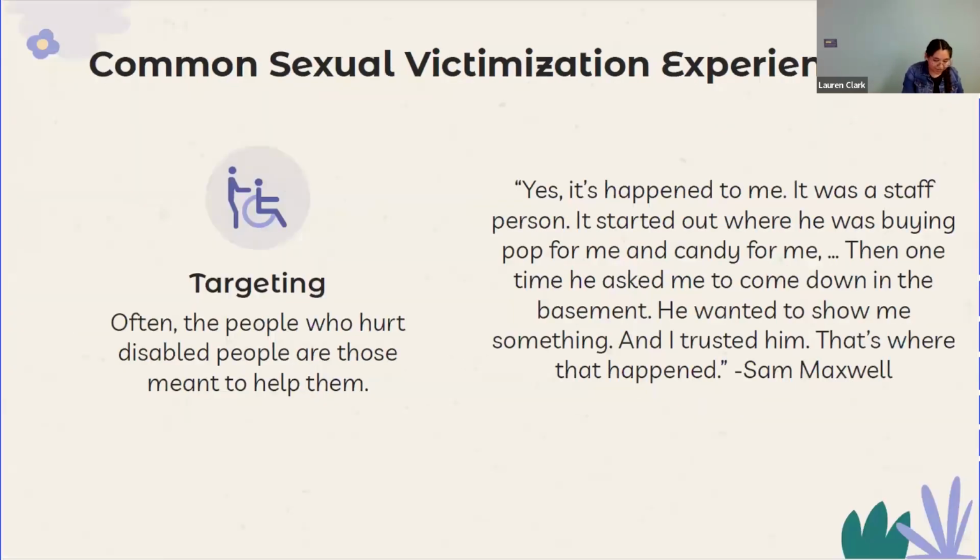Another concerning aspect of sexual violence against people with disabilities is the fact that perpetrators are often individuals who are supposed to be providing care and support. Individuals with disabilities may rely on family, caregivers, doctors, staff members, or other authority figures for assistance with daily tasks and activities. Unfortunately, these trusted individuals may exploit their position of power and authority to carry out acts of sexual violence. And this quote on the right vividly illustrates this reality through the experience of Sam Maxwell.